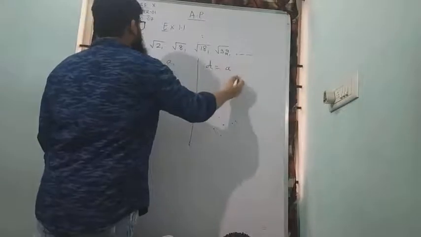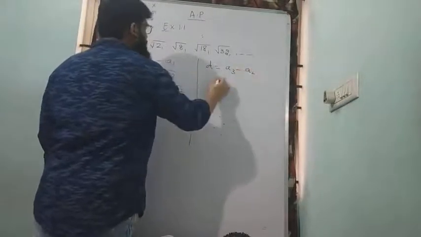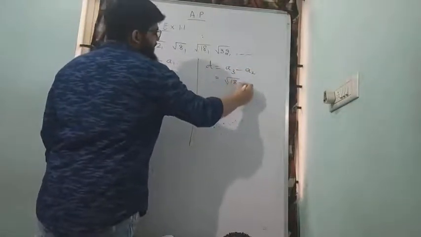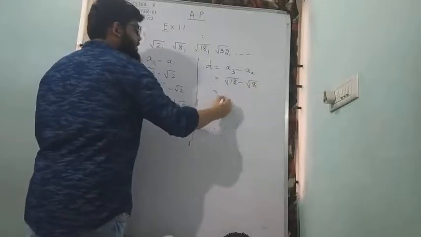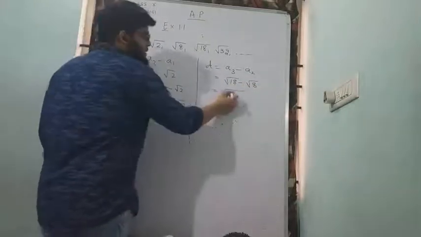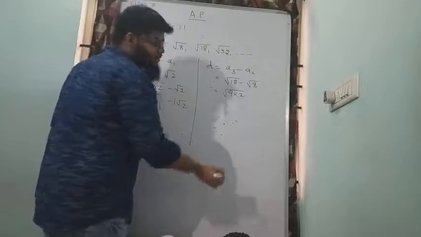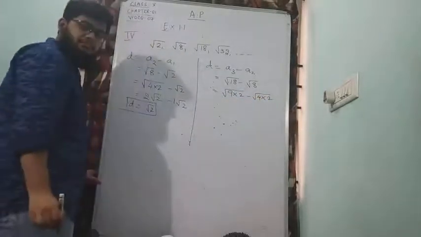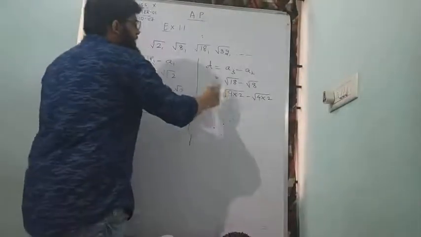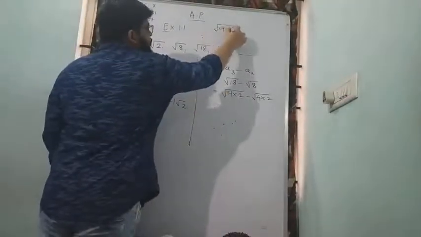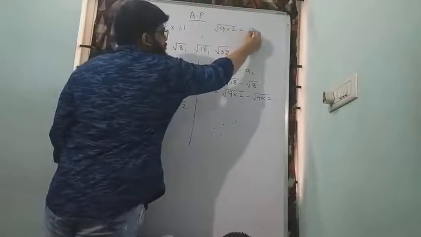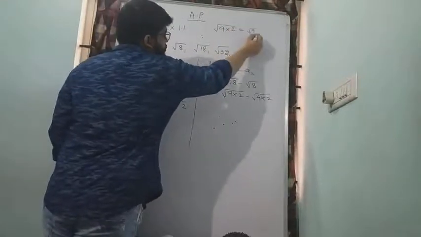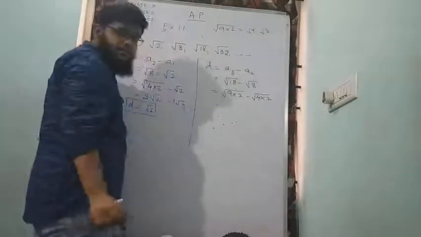B is equal to A3 minus A2. A3 is root 18. A2 is root 8. Let us simplify this. 18 can be written as 9 2s are 18 minus 8 can be written as 4 2s are 8. Is that correct? So when I have root of 9 into 2, what does it mean? Root belongs to 9 and root also belongs to 2. I can separate it like that.